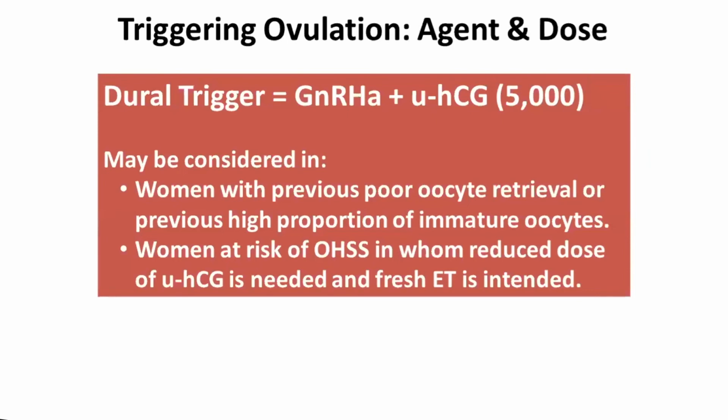Dual trigger means to give both GnRH agonist and the reduced dose of urinary HCG. This can be considered in women with previous poor response. Sometimes when you give the standard dose of HCG alone or GnRH agonist alone, you have a low number of retrieved oocytes or a high proportion of immature oocytes. In the subsequent cycle, if you do dual trigger using both agents, sometimes you have an adequate response in terms of an adequate number of oocytes and an adequate proportion of mature oocytes.